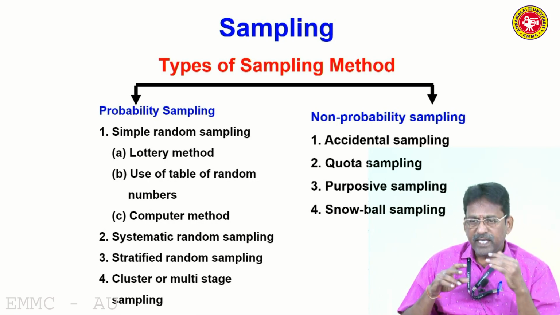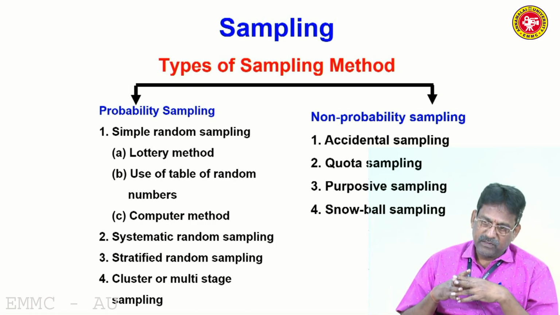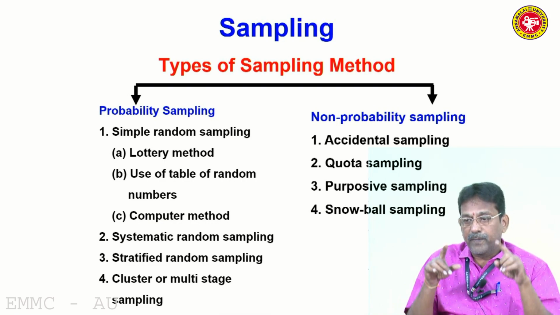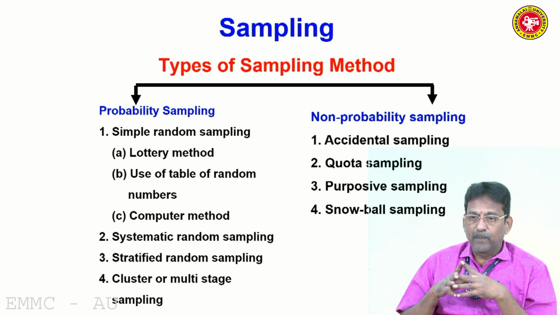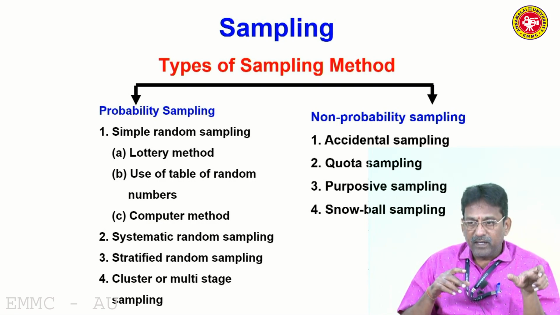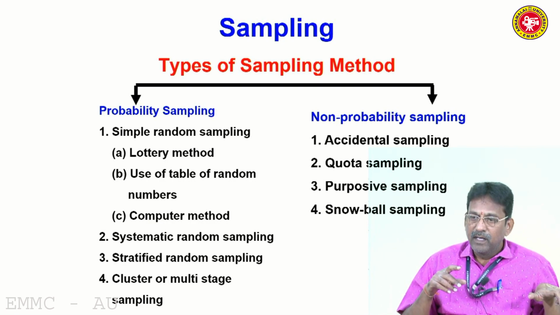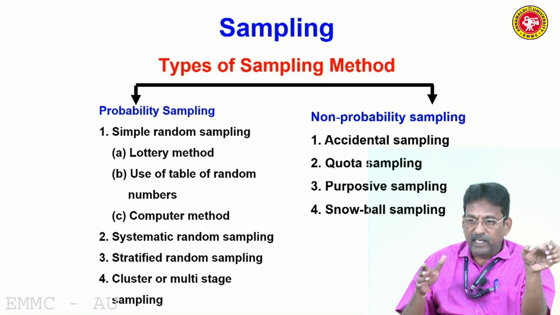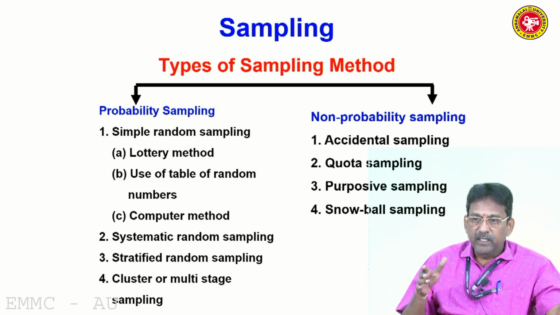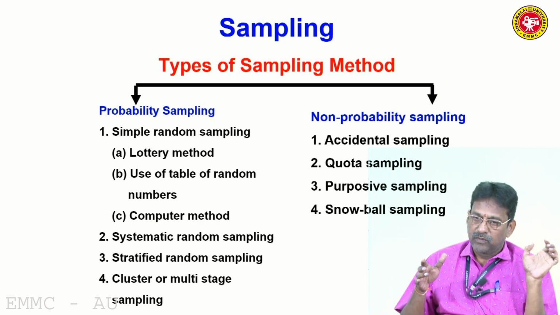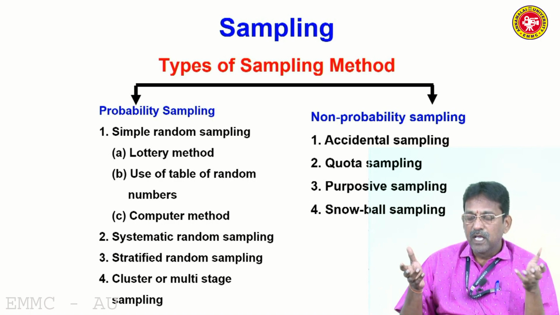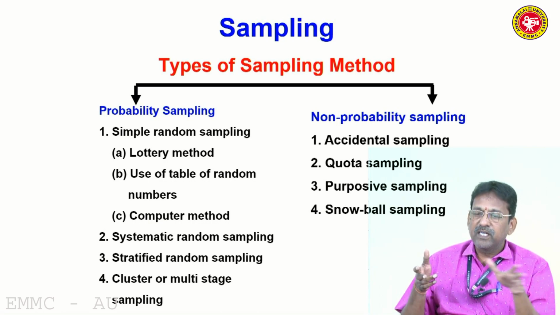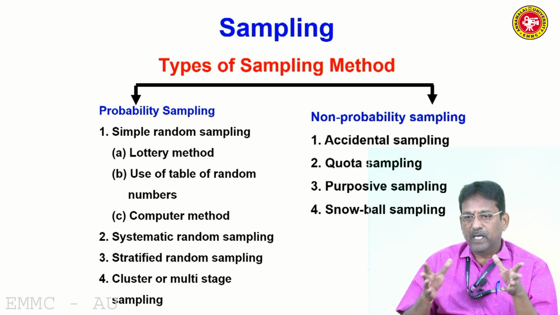Second one is the use of table of random numbers. This is already prepared by Tippett, the scientist named Tippett, maybe 5-digit numbers. It is a very big table. Suppose you want to select 100 samples, means first 2 digits you have to select. Whatever numbers come, you have to put separate, then you have to go to that house. That is called the use of table of random numbers. Suppose you want to select 500 samples, means you have to go for 3 digits. That way you have to select using the table of random numbers.